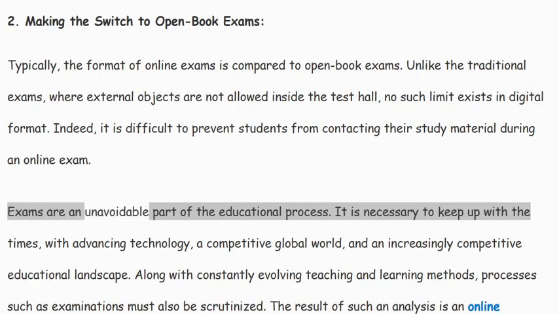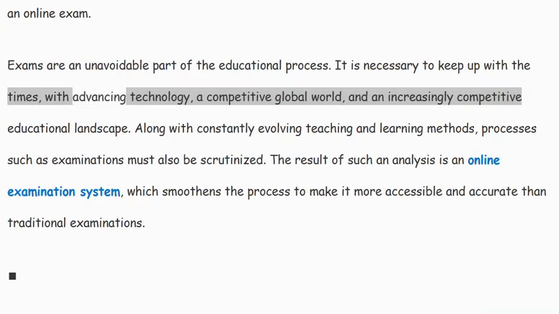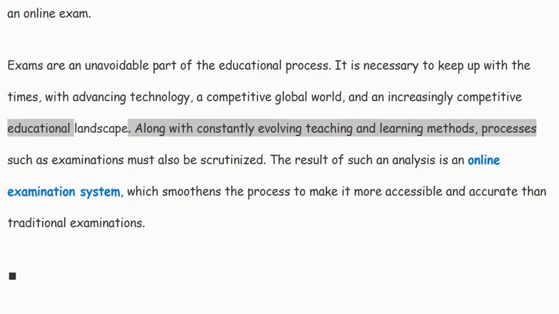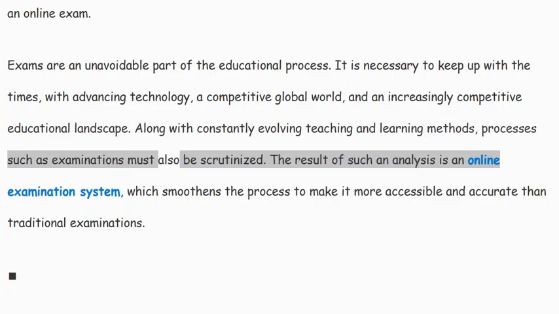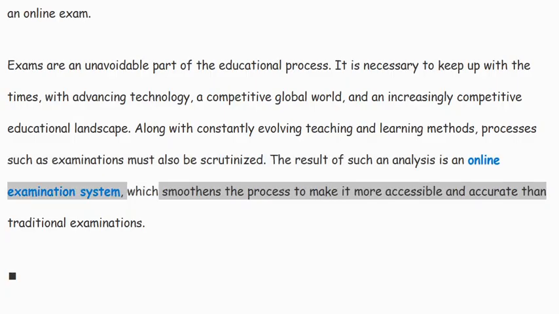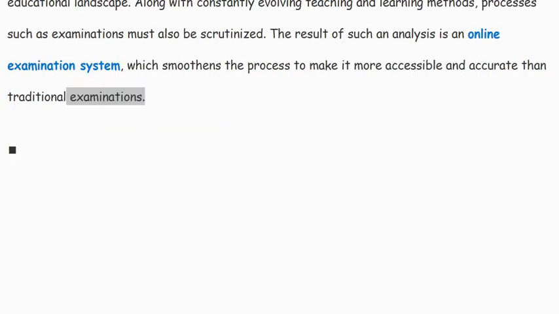Exams are an unavoidable part of the educational process. It is necessary to keep up with the times, with advancing technology, a competitive global world, and an increasingly competitive educational landscape. Along with constantly evolving teaching and learning methods, processes such as examinations must also be scrutinized. The result of such an analysis is an online examination system, which smoothens the process to make it more accessible and accurate than traditional examinations.